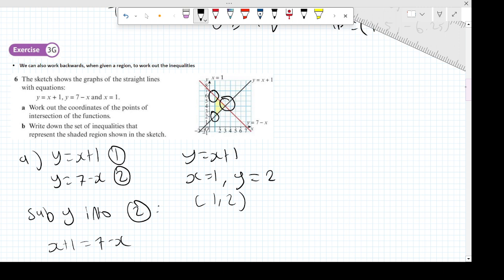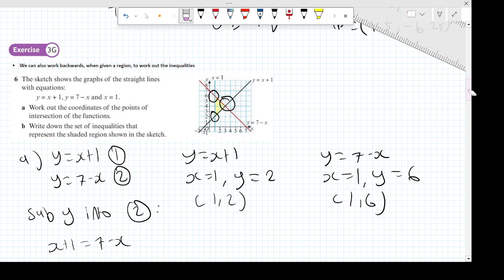No substitution needed because it already gives you the answer pretty much. Then the final intersection. We already considered the first line with the other lines. Then we need to consider this line and x equal to 1. Again, quite easy. x equal to 1, and y is 7 minus 1, which is 6. So that'd be the point 1, 6. There we are. So those are the 3 points.